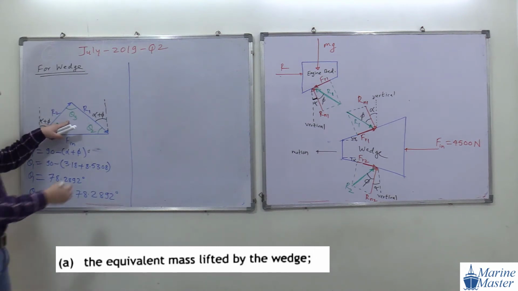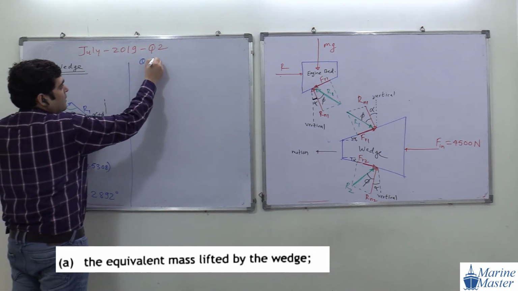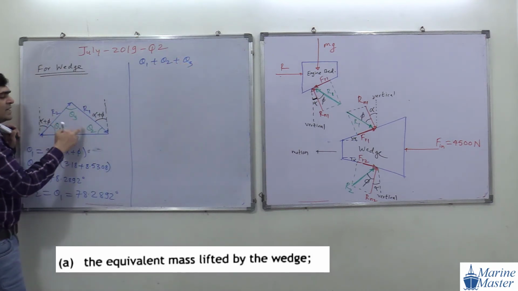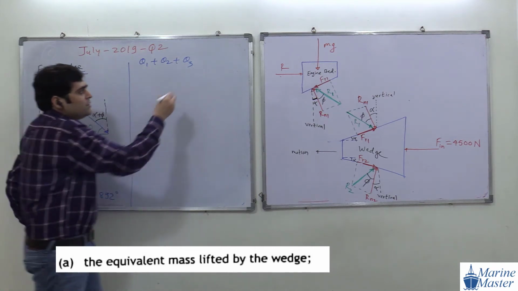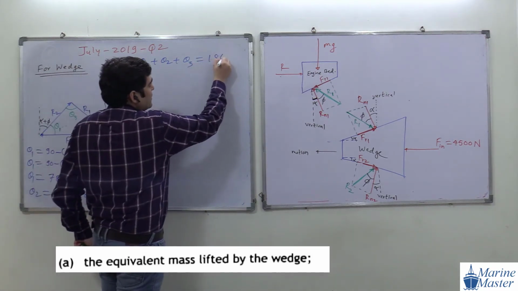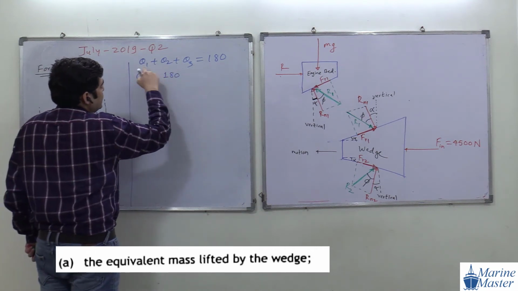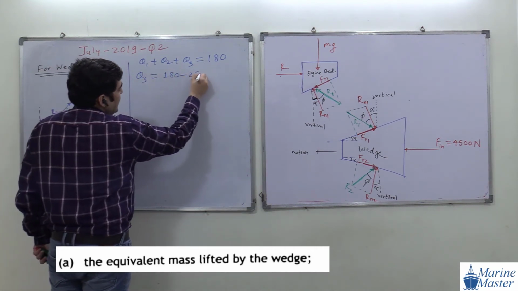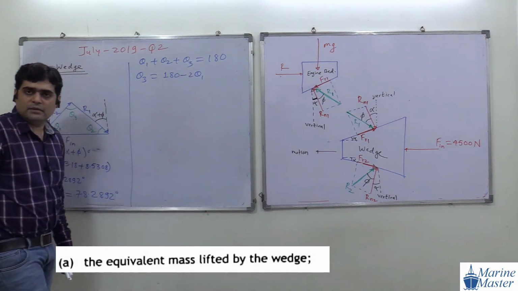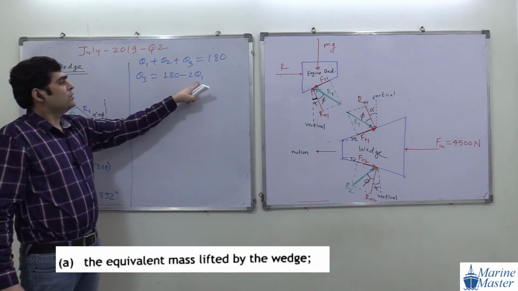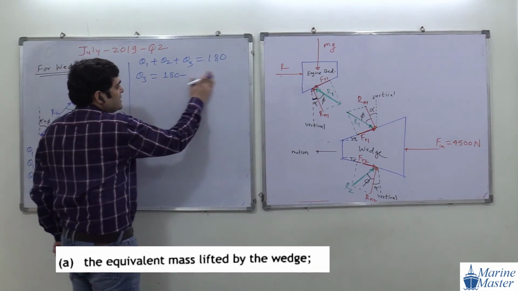Theta 3: the sum of the three angles of a triangle is 180 degrees. So theta 1 plus theta 2 plus theta 3 equals 180. Theta 1 and theta 2 are the same, so theta 1 plus theta 2 is 2 times theta 1. Everyone is getting my point?